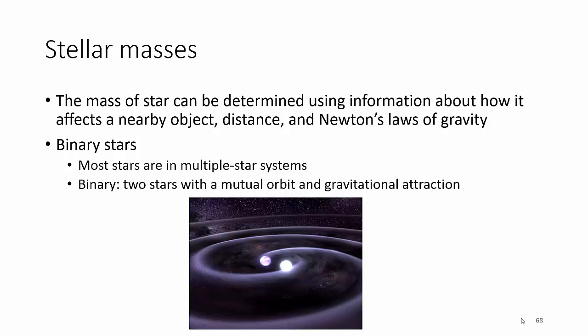Now, most stars are not by themselves like our sun. Most stars are in multiple star systems. Binary is a big one. Two stars going around the same center of mass, okay, gravitationally attracted to each other.